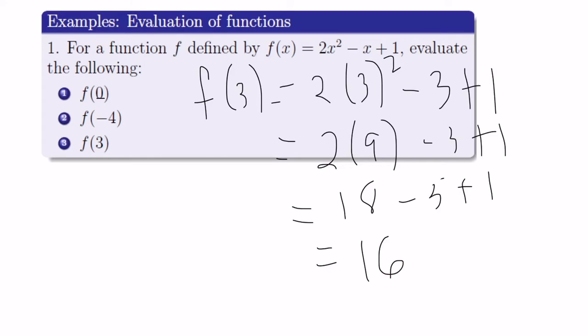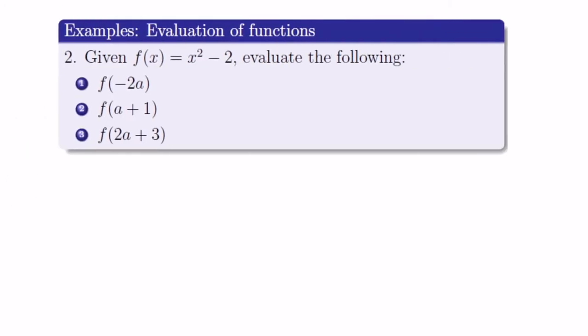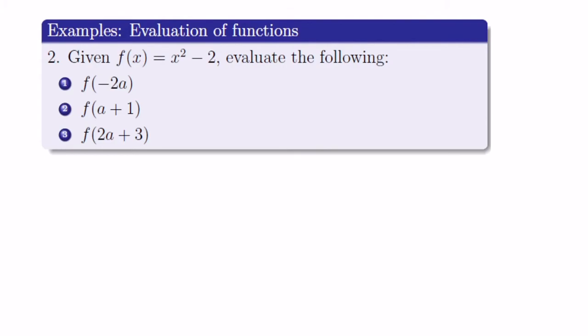Okay, so let's go to our next example. Evaluation of functions. Number 2, given f of x equals x squared minus 2, evaluate the following. Unlike in our first example, where we are given only a specific number, this time our x is in terms of another variable. Take note, f of x at negative 2a. We will do the same thing. Substitute.